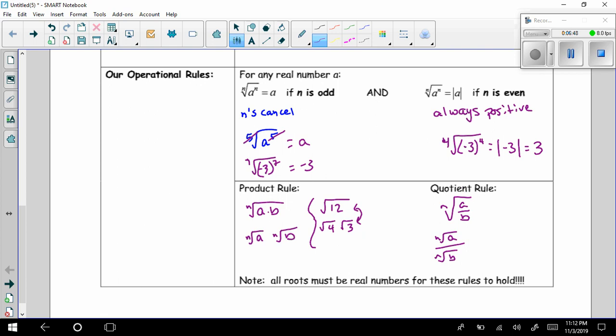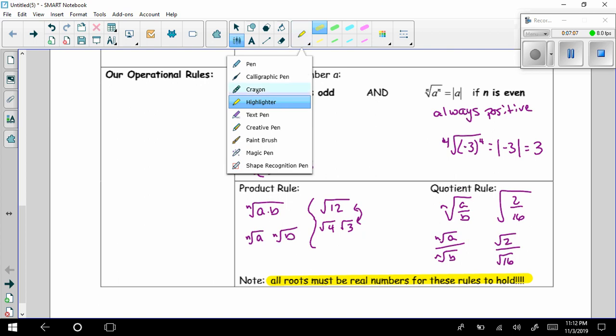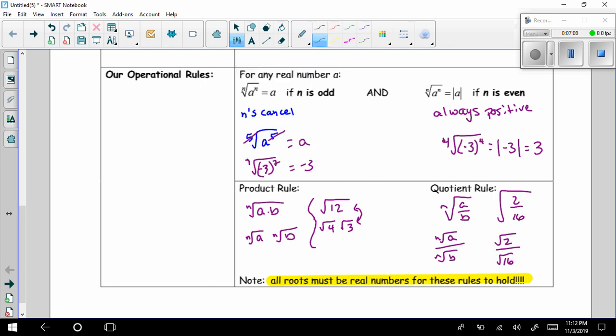So, again, you could do that with the same number. If you have the square root of 2 over 16, we could rewrite that as the square root of 2 over the square root of 16. Helpful to us because 16 is a perfect square. All roots must be real numbers for these rules to hold. Not a problem because we haven't worked within the complex number system yet.